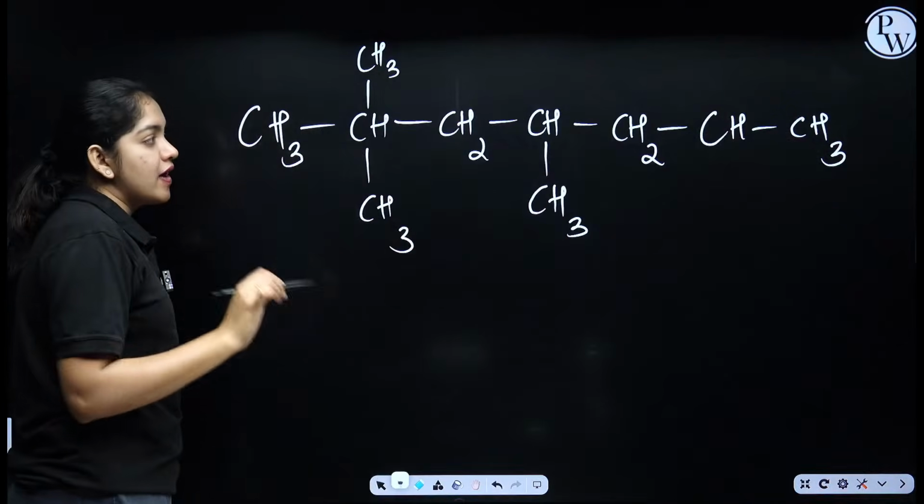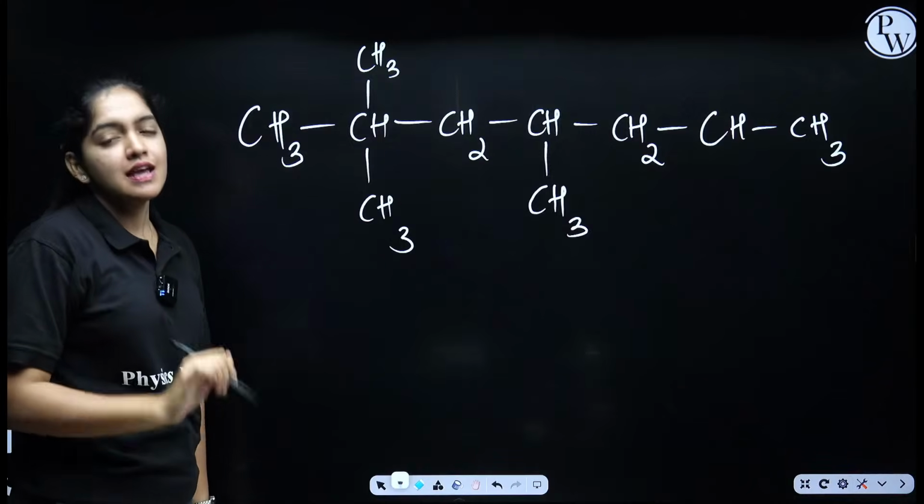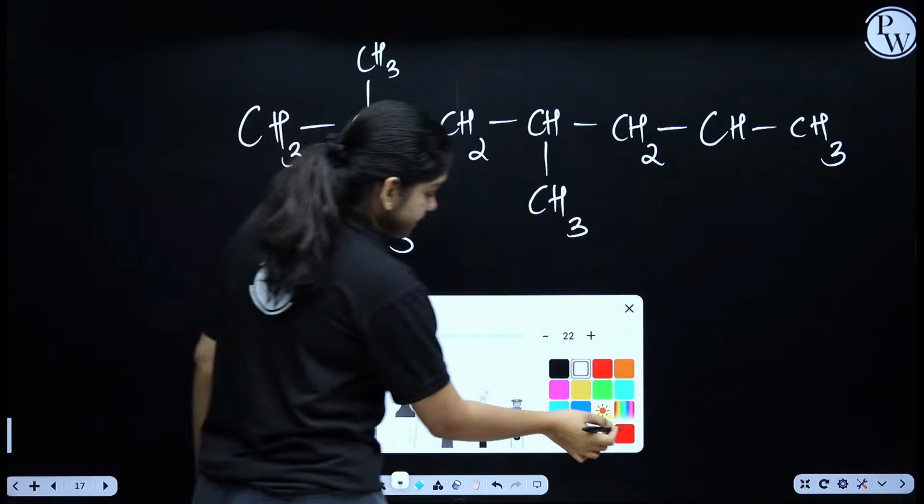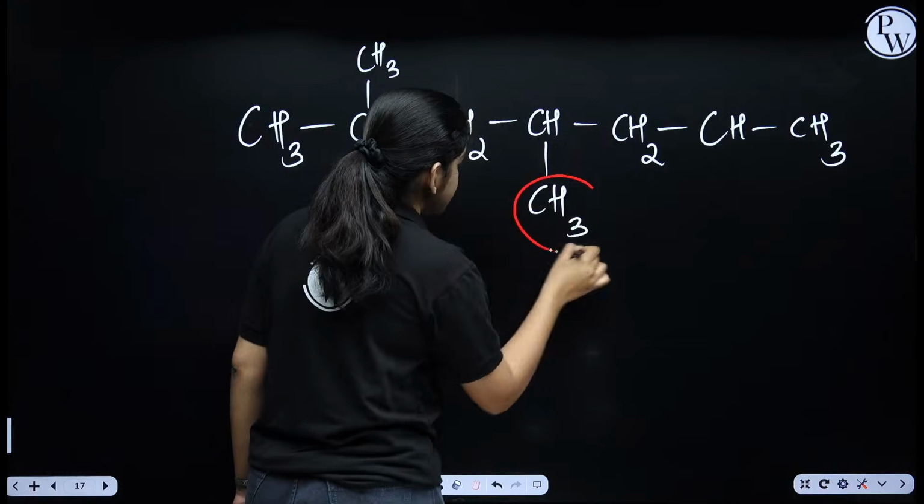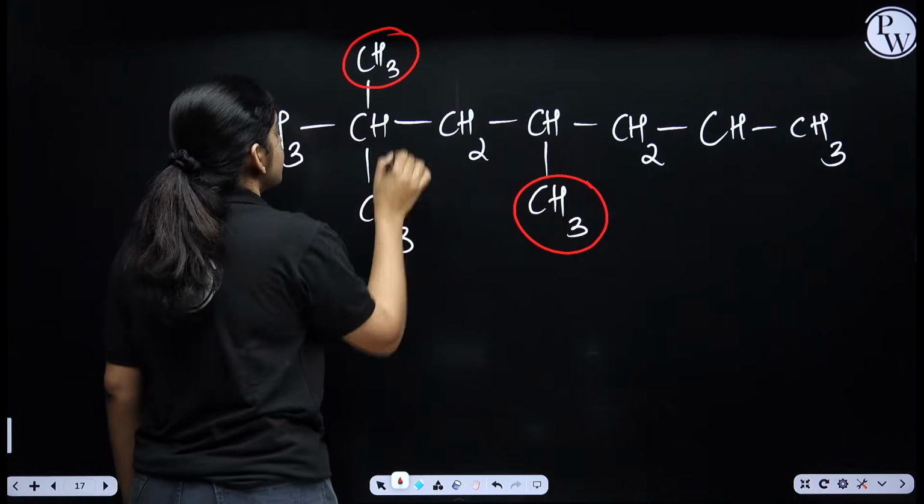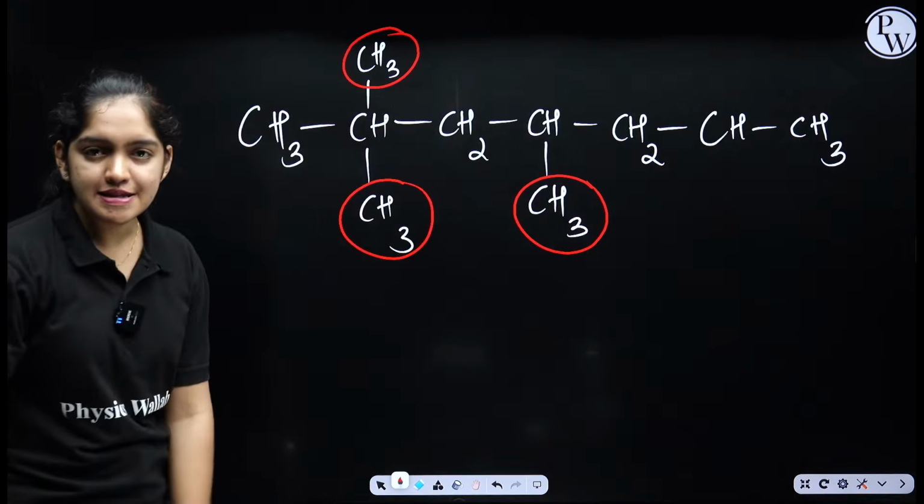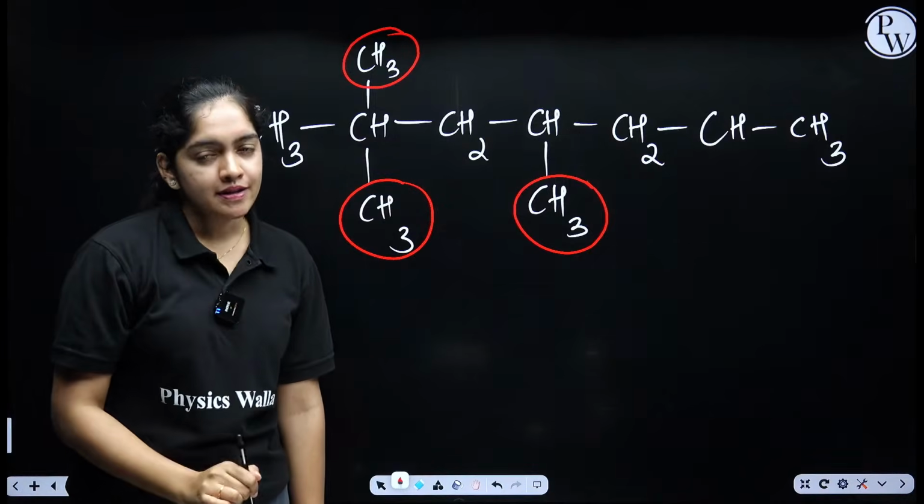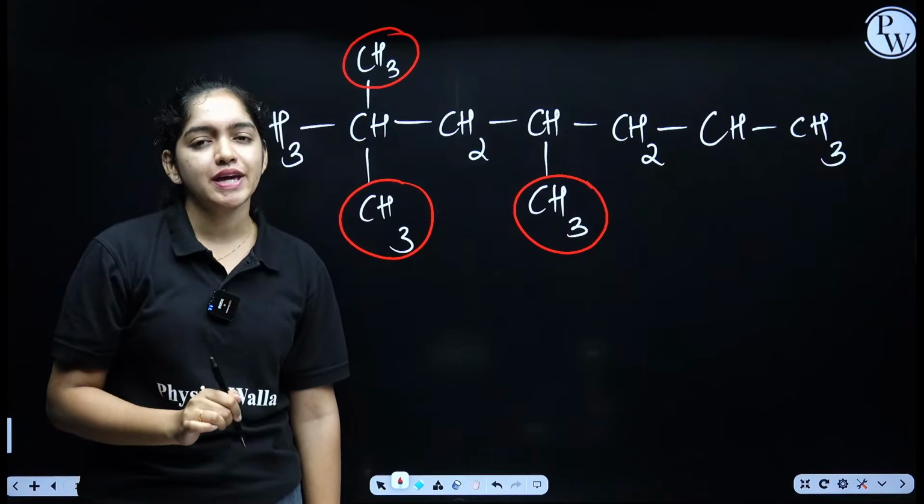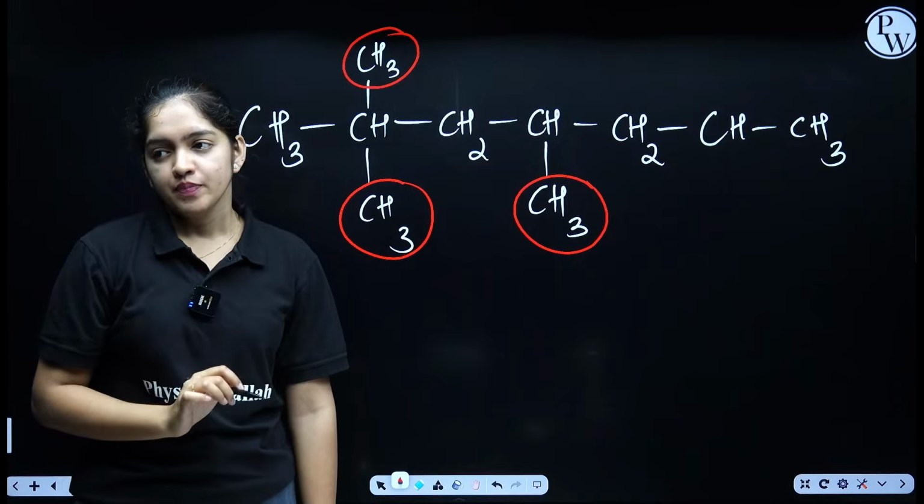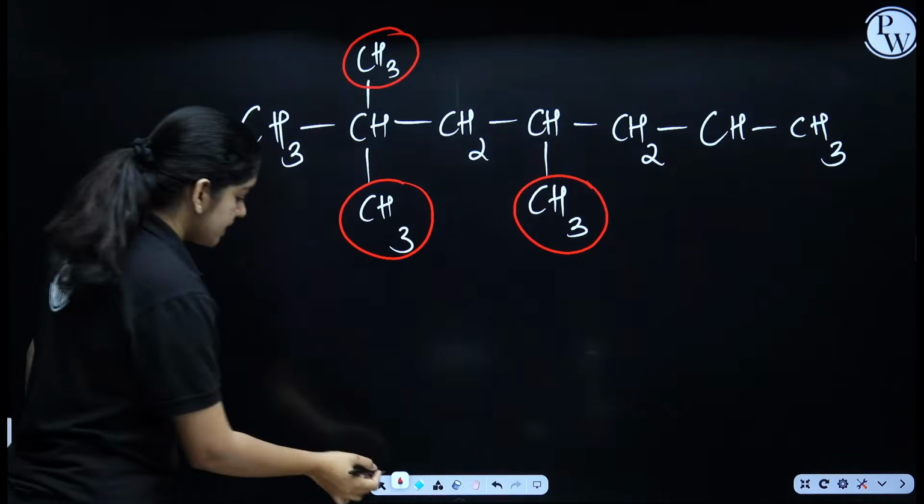And we identify a lot of branches here, right? Which are the branches present here? One branch is here, here, and here. And we got 3 branches here, right? And while numbering, what we want to do, the branches should get the lowest number. Okay, so number it.